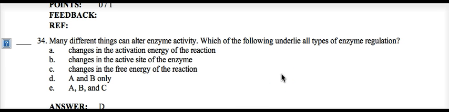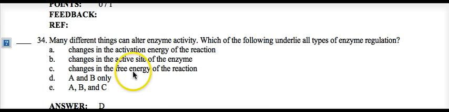Right, so the answer is D, A and B only. So we can cross out C because the free energy of the reaction is not involved here. It's not changed. Okay, so what does an enzyme affect? It affects the activation energy, and it does cause a change in the active site of the enzyme.